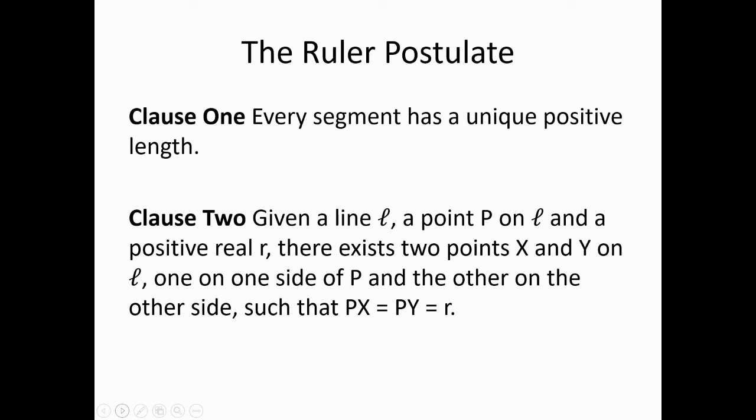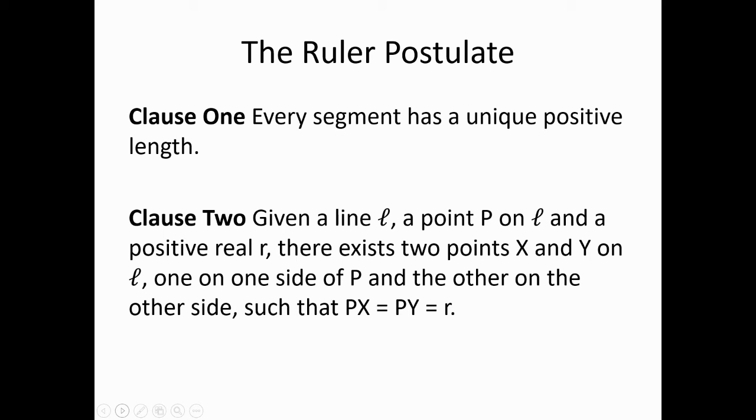What we said is that with every segment is associated a unique positive real number that gives the length of that particular segment. And so here we say it again. Now, clause 2. Clause 2, as it were, goes backwards from clause 1. In clause 1, we begin with a line segment, and we say that because we have this line segment, it must also have a unique positive length.